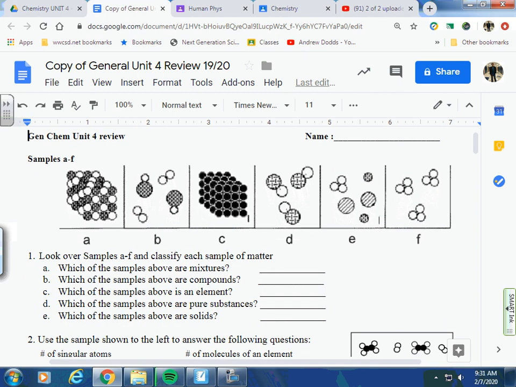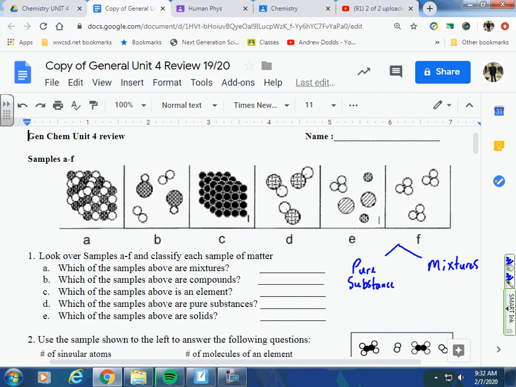we're dealing with different substances. And so in case you don't remember, we start by breaking these down into one of two categories. We can either have pure substances or we can have mixtures.